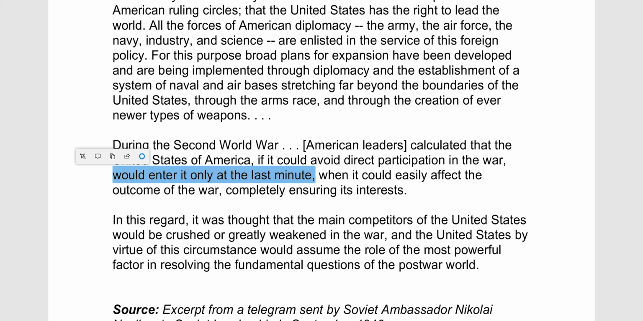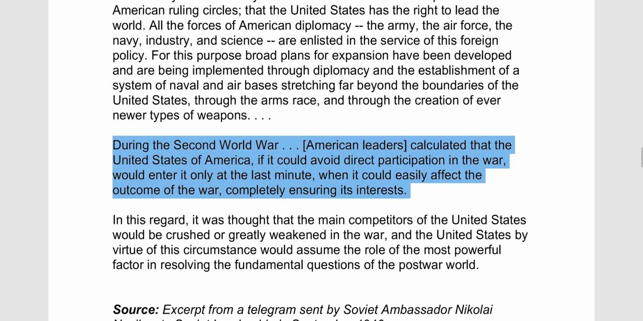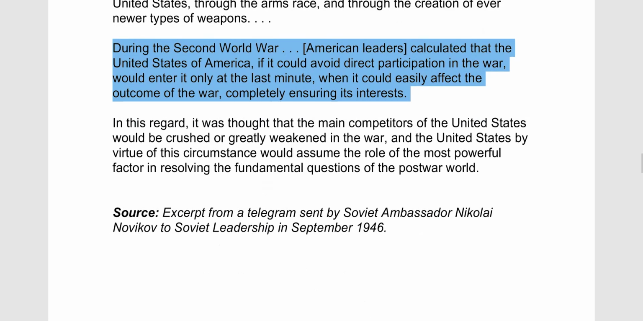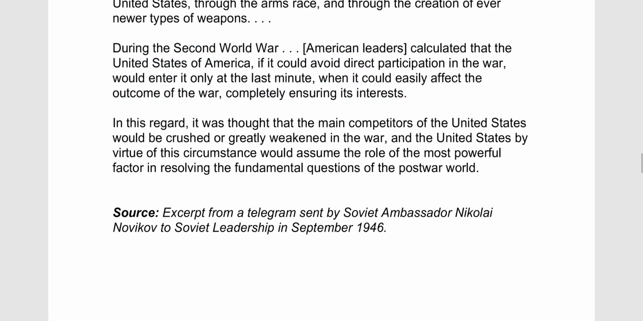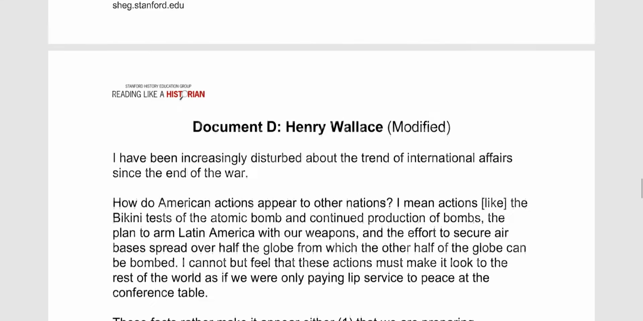Go back and read the Truman Doctrine, too, after this. I'm reading these out of order because I think they are better understood in this order, but I want you to see how similar they are, but how also there's a difference in perspective here for the first time, where it's basically saying the U.S. came in when the war was going to be easily won. In this regard, it was thought that the main competitors of the United States would be crushed or greatly weakened in the war, and the United States, by virtue of the circumstance, would assume the role of the most powerful factor in resolving the fundamental questions of the post-war world.